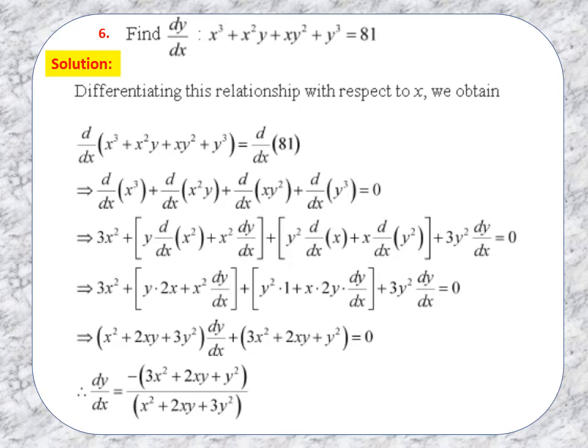And for xy square also we have to apply product rule. So y square differentiation of x plus x into differentiation of y square. And for y cube we have to apply chain rule. First we have to differentiate y cube, which is 3y square, and then we have to differentiate y also, which is dy upon dx. Now we have got dy upon dx in the equation, so taking dy upon dx common and solving, you will get your desired value of dy upon dx as shown in the solution. So pause and note down the solution.